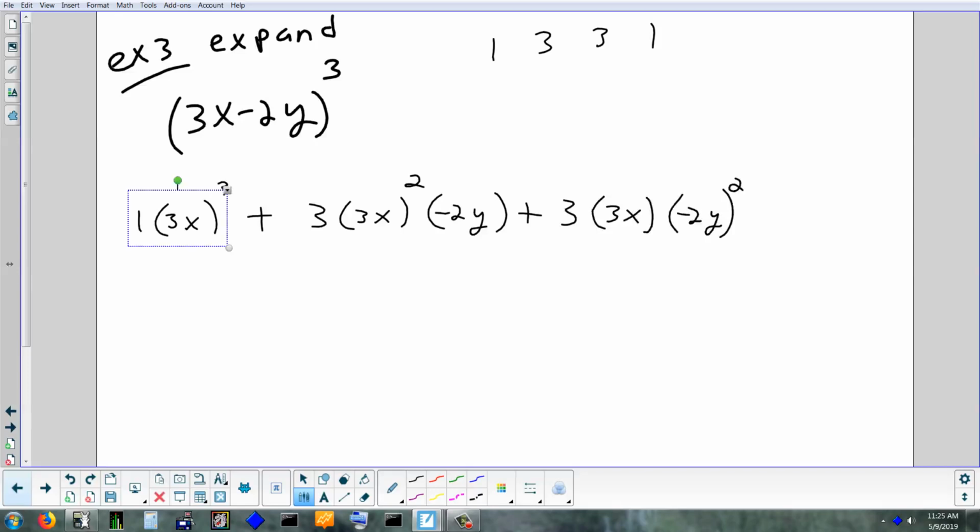That's a 3. 2 and a 1 gives me 3. 1 and a 2 gives me 3. And now what's my last term? Yeah, Ron. 1 parentheses negative 2y cubed. Okay, so now we've got a bunch of stuff we got to do out there just like last time. What's 1 times 3x cubed?